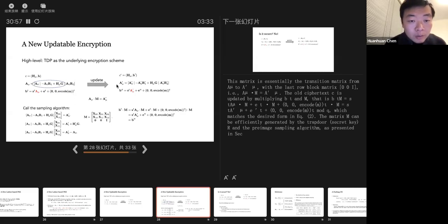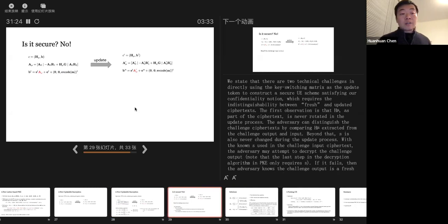To get B prime, we can compute the multiplication of B and M in this way. We can see that this is actually A mu prime, because A mu times M is A mu prime, plus a new error. That is our aimed ciphertext. But is it circular? No.